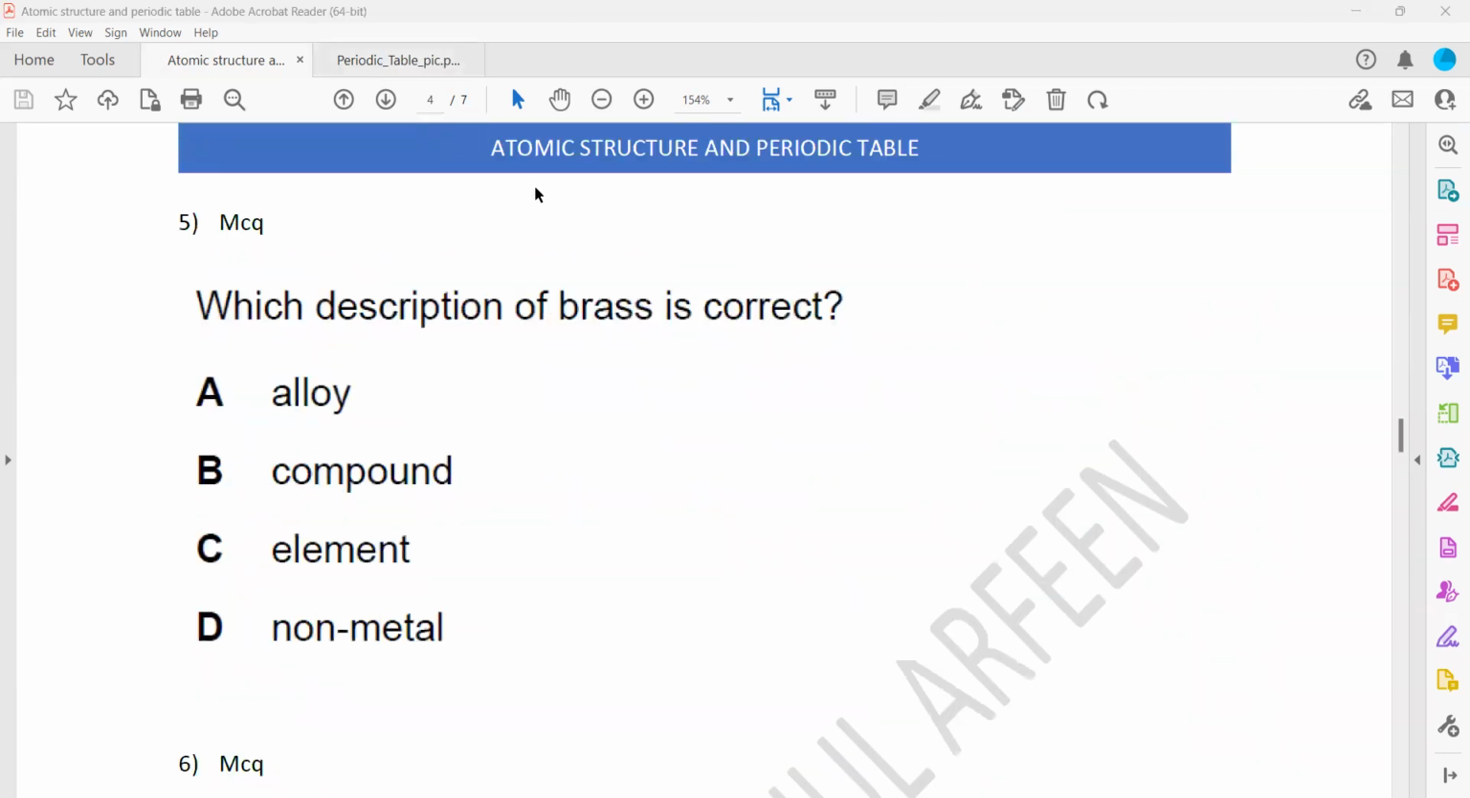Which is a description of brass. Brass is an alloy. It's a mixture of copper and zinc. So A will be the right answer.